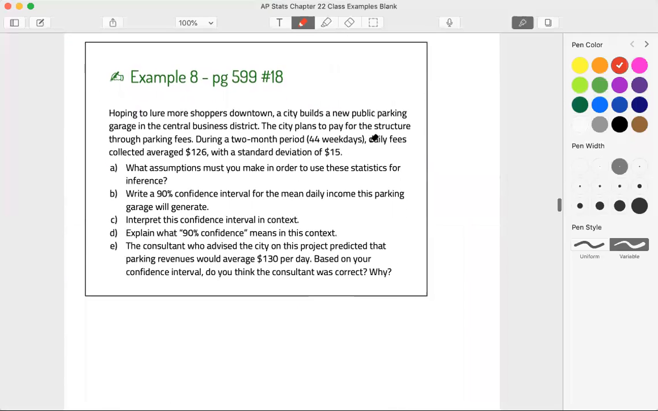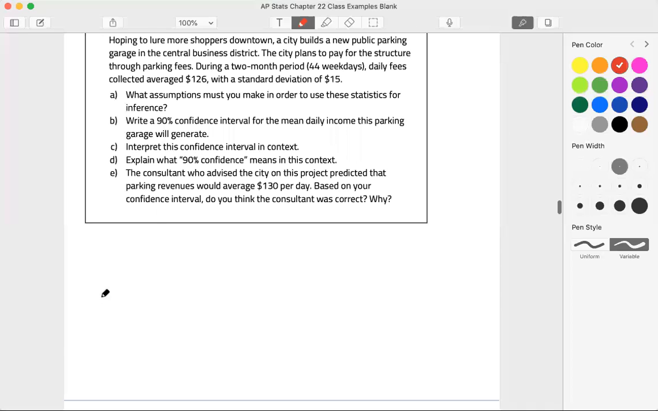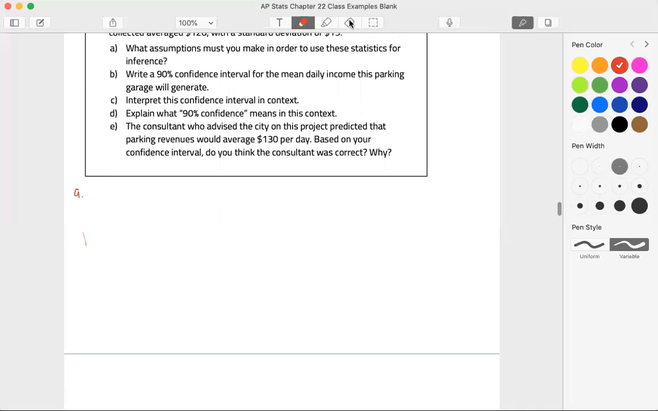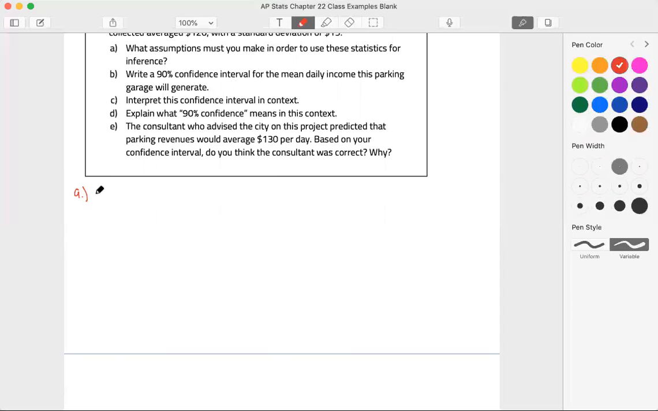All right, example 8. Hoping to lure more shoppers downtown, a city builds a new public parking garage in its central business district. The city plans to pay for the structure with parking fees. During a 2-month period, which is 44 weekdays, daily fees collected averaged $126 with a standard deviation of $15. A, what assumptions must be made for statistical inference? Let's go through those processes. I'm not going to write down the full one, but I'm just going to go through the little checklist here.